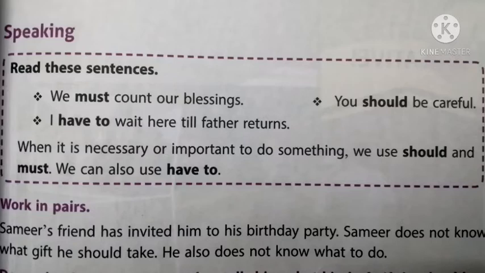Children, here you can see some words are in bold letters. Can you read them? Yes. Must, should, have to. See, children, these three words we use to show something necessary or important to do. If you are telling someone that it is necessary or very important to do something, you can use these three words. For example, you must go to the hospital. You should do the work. You have to complete your notes. Children, we use these words must, should, and have to when it is necessary or important to do something. Okay. Just read and understand this session.